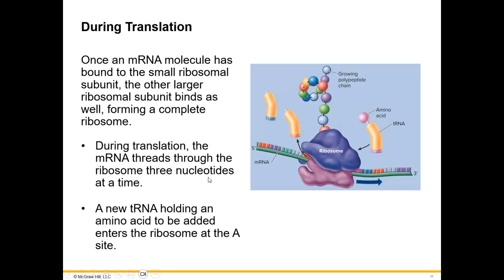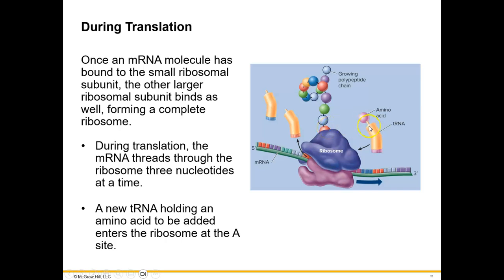So a new tRNA that is holding an amino acid is going to be added and enter the ribosome at the A site. So tRNA binds the anticodon, these 3 nucleotides, to the matching codon, these 3 nucleotides. At that point, it will move to the P site, where the amino acid gets to line up with the other growing chain of our polypeptide, and our peptide bond can form. So now this amino acid will be attached to our polypeptide.